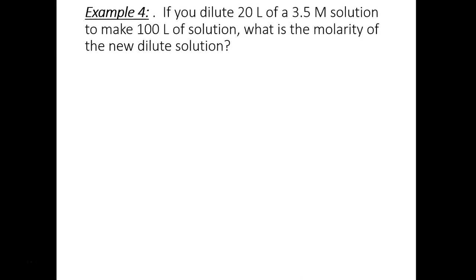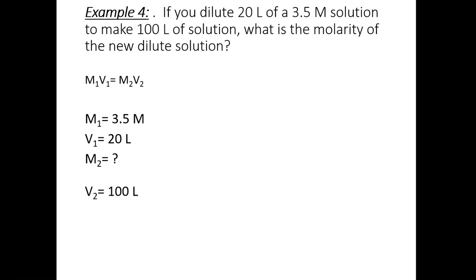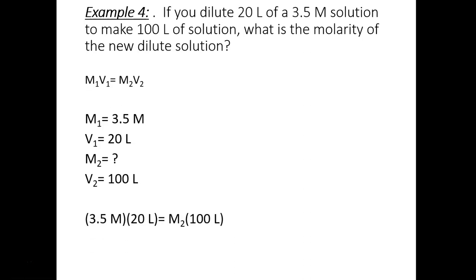I know this is a dilution, so I'm going to start by writing my formula. I think it's helpful at that point to pull out all the numbers and assign them to variables. My initial molarity is 3.5 molar. My initial volume is 20 liters. I'm trying to find my new molarity, and my new volume is 100 liters. Then I can substitute in my numbers, and when I solve, I get that my new molarity is 0.7 molar. That makes sense, because it's lower than my initial molarity of 3.5, and I diluted it by a factor of 5.